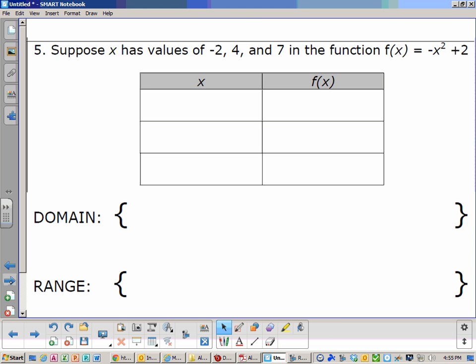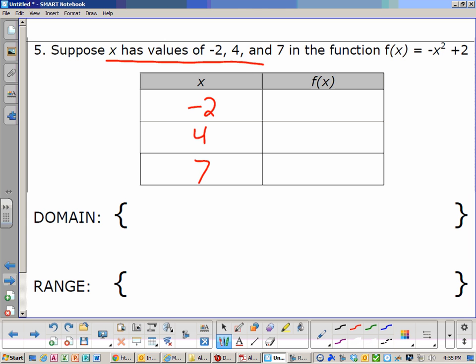Too easy. Suppose x has values of -2, +4, and 7 in the function -x² plus 2. Now this is a little tricky because you most likely do not have your calculator on you. But please note, it already tells you, these are your x values. So these go here. Real easy. Now to find your f of x might be a little trickier. You're going to plug each one of these x values into that x right there. I'm just going to put some notes right here.